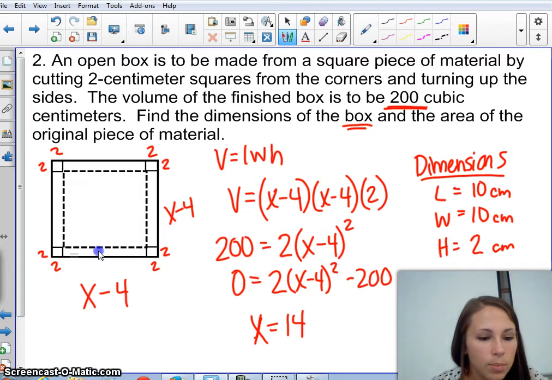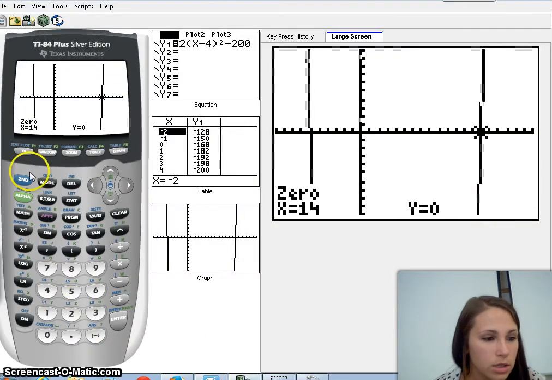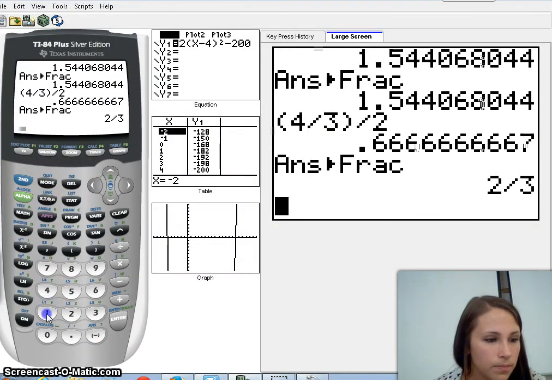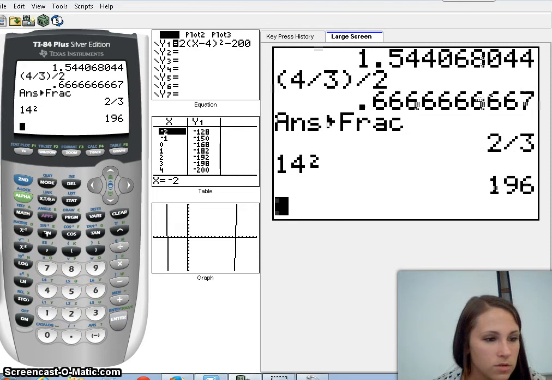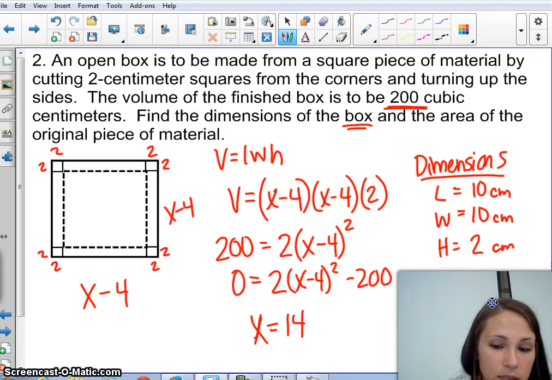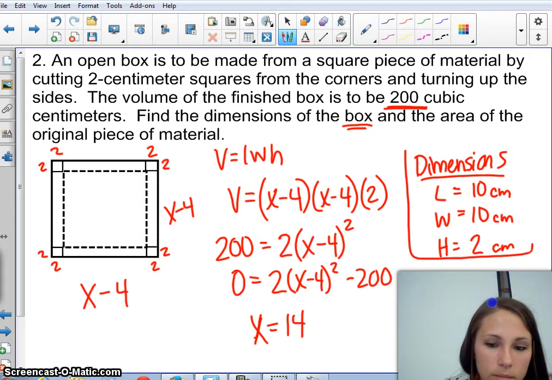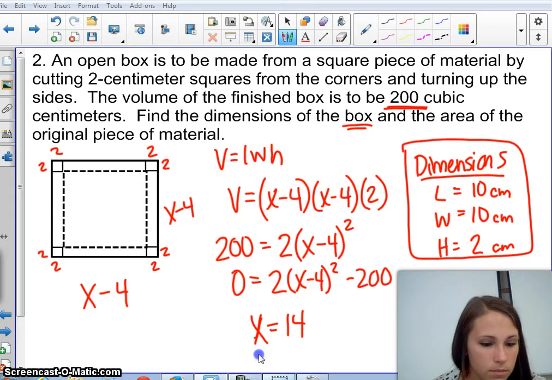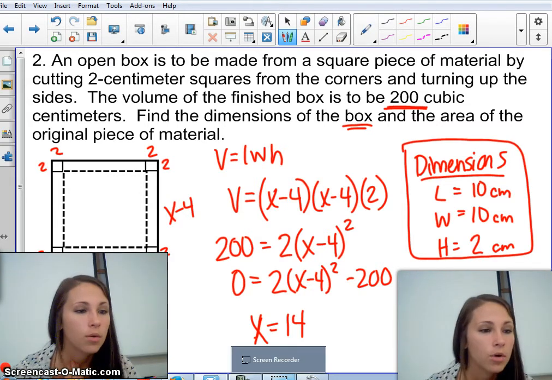Now, x represents what this side is before I subtract 4. So the original piece of material is just going to be 14 squared, or 14 times 14. And 14 squared gives me 196. So the area of the original piece of material is 196 centimeters squared, and we need to make sure we put our units on there correctly. Okay, so that's how we're going to do that one.